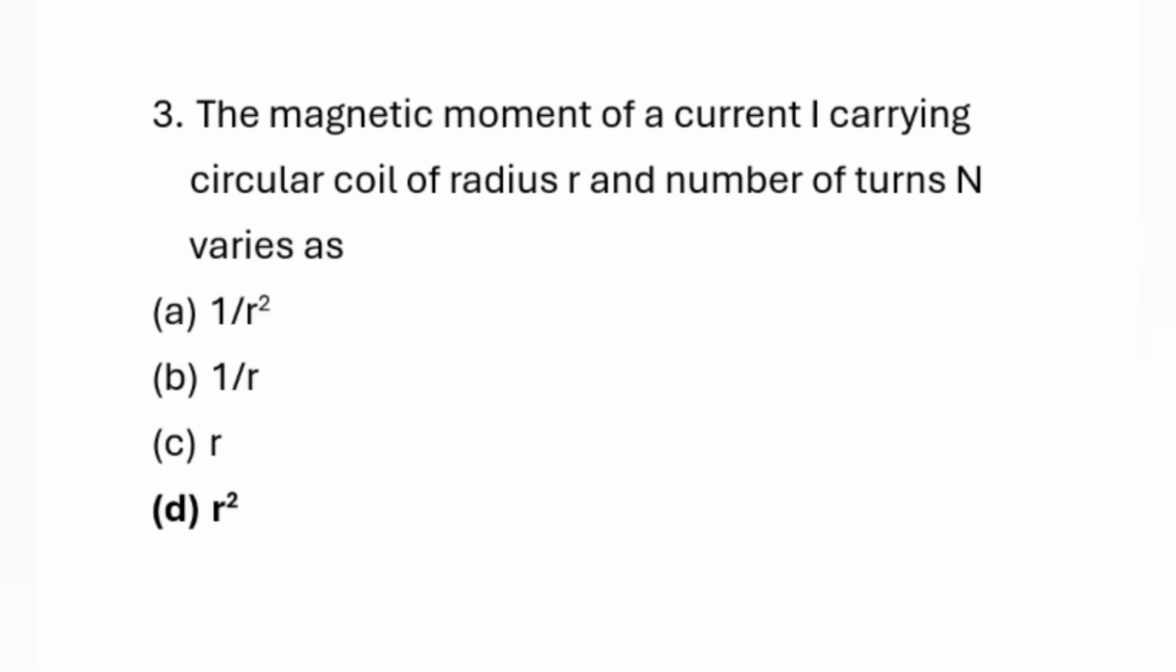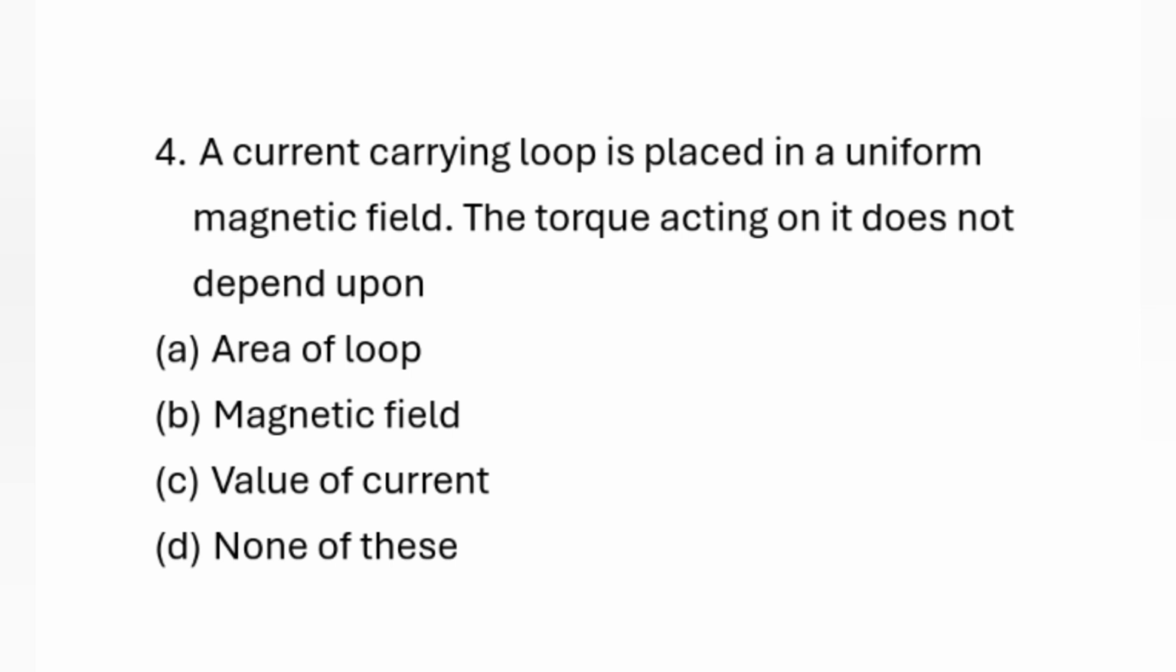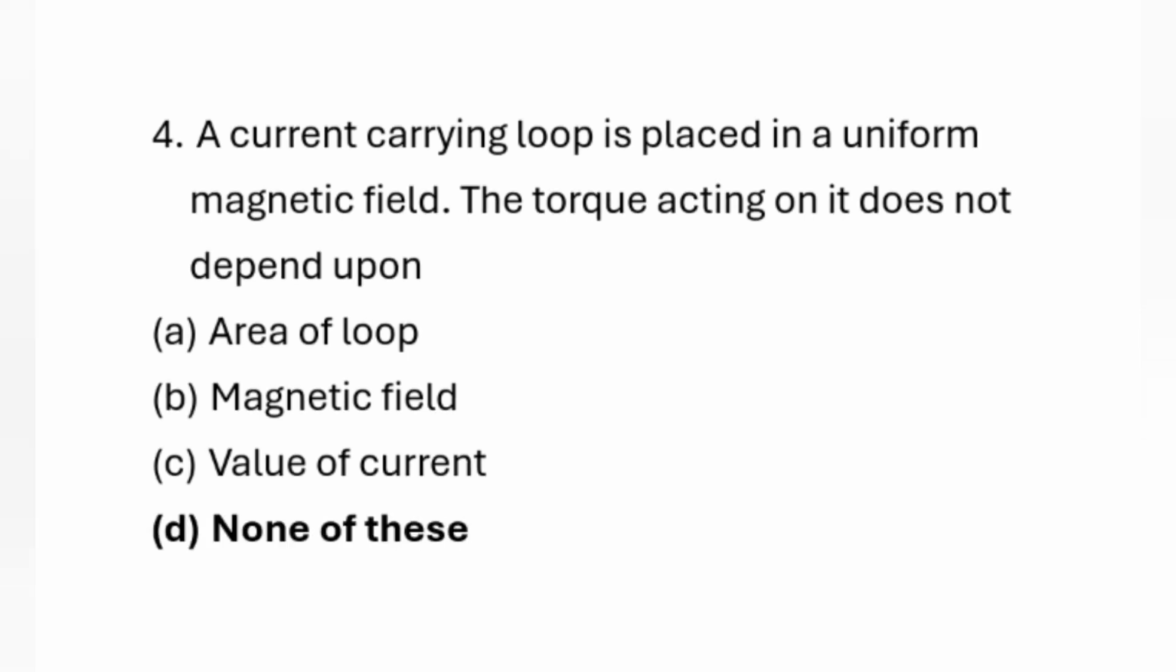Here the correct answer is option D, r square. Question number 4. A current carrying loop is placed in a uniform magnetic field. The torque acting on it does not depend upon: option A, area of the loop, option B, magnetic field, option C, value of current, option D, none of these. Here the correct answer is option D, none of these.